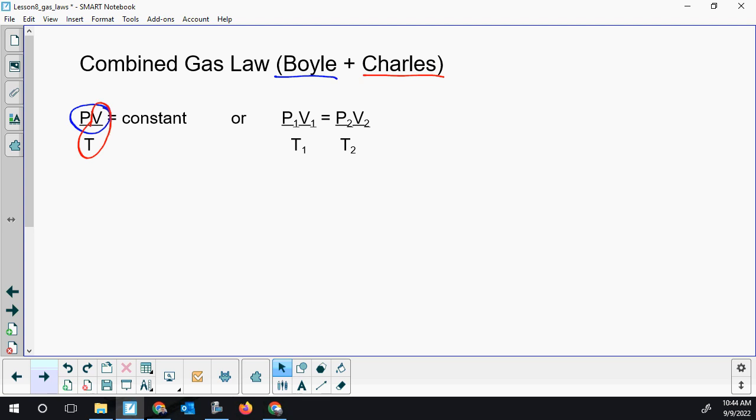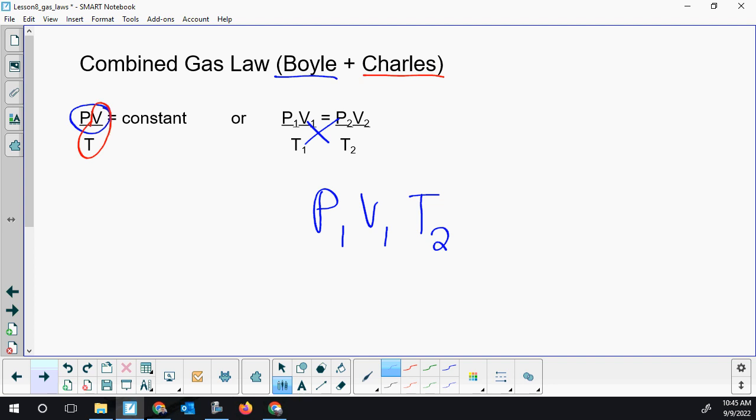Now, depending on your algebra skills, you may or may not like dealing with those denominators and moving them around. You can always cross multiply and have no denominators. But I want to highlight the subscripts. It would be P1, V1, but when we cross multiply, it gets crossed with T2. If I do the other cross, P2, V2, but it's T1.